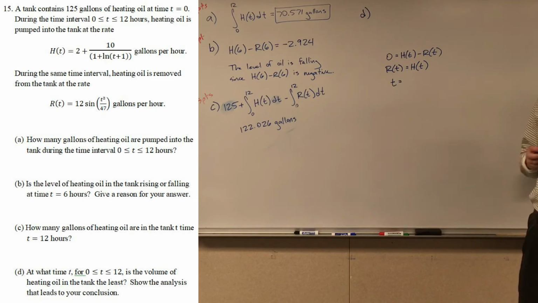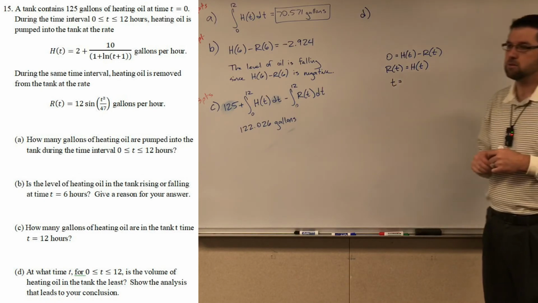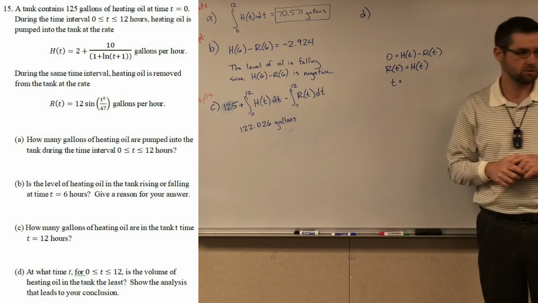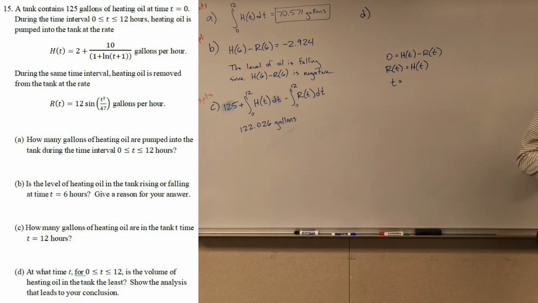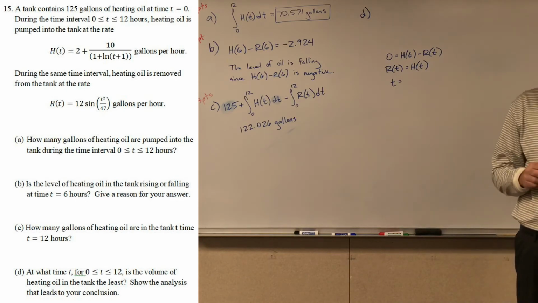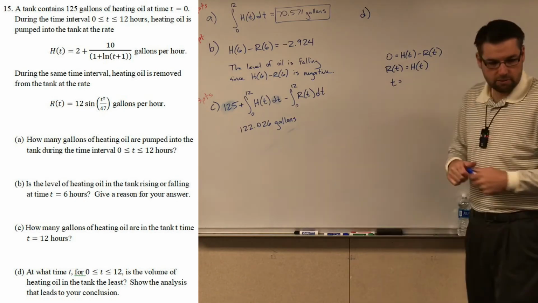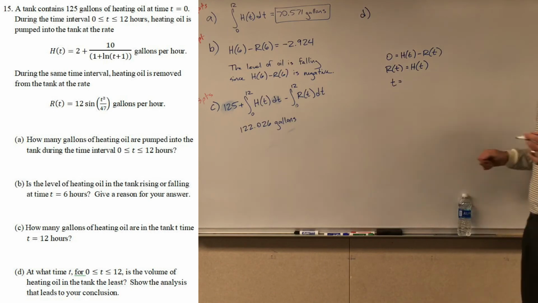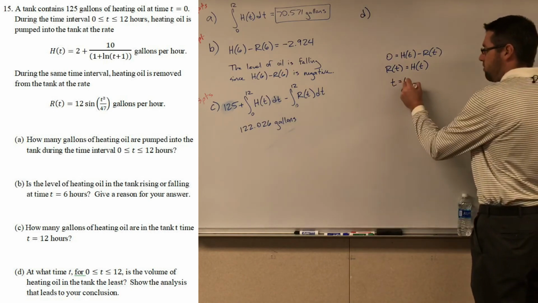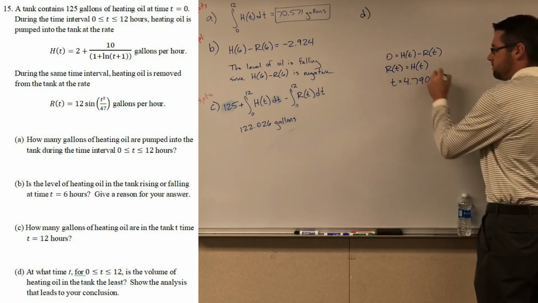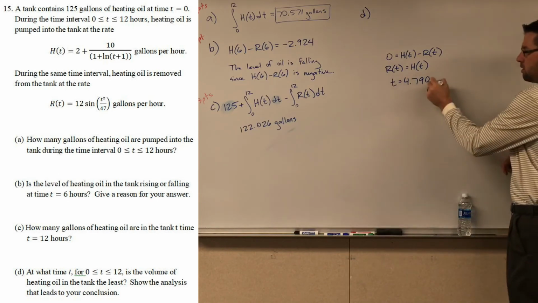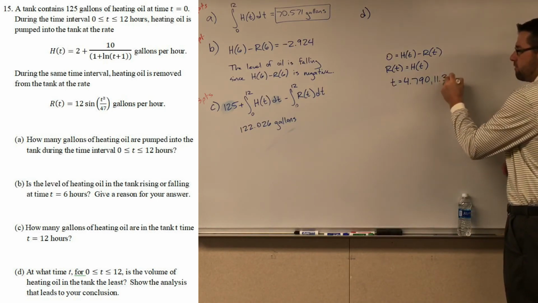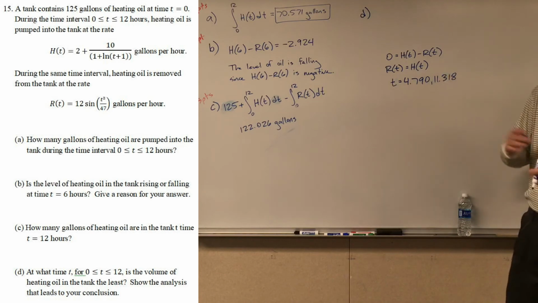If you're going to use a separate function, you have to tell me what that function means. Yes. Come on. If you guys didn't do it, do it. What is the t values where this is true? T equals what? 4.790, is that the only one? 11.318. Okay, within that window, there might be more, but that's all we care about, right? Because it's only within that window.